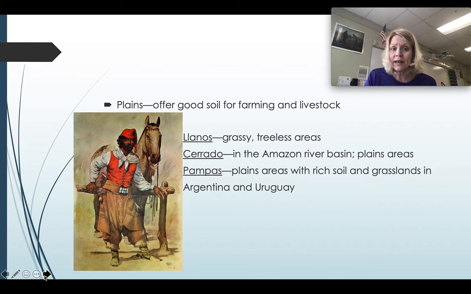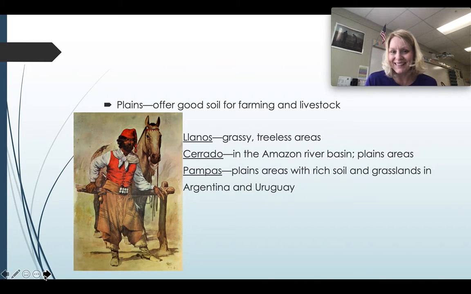The Cerrado is in the Amazon River basin. This is another area of plains, but it's less inhabited. It's in this Amazon River basin, so it has really good, rich soil. That is good. Sometimes governments, especially in some of these areas, Brazil, Venezuela to an extent, try to get their populations to move more into the Cerrado. And we'll actually watch a video of what's happening in order to do that.